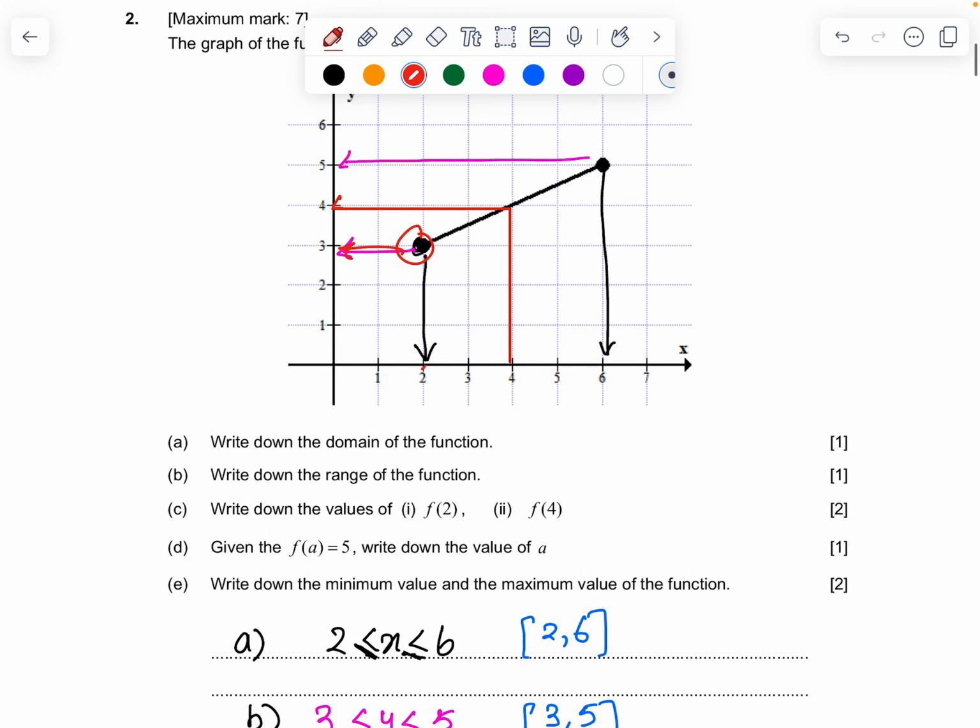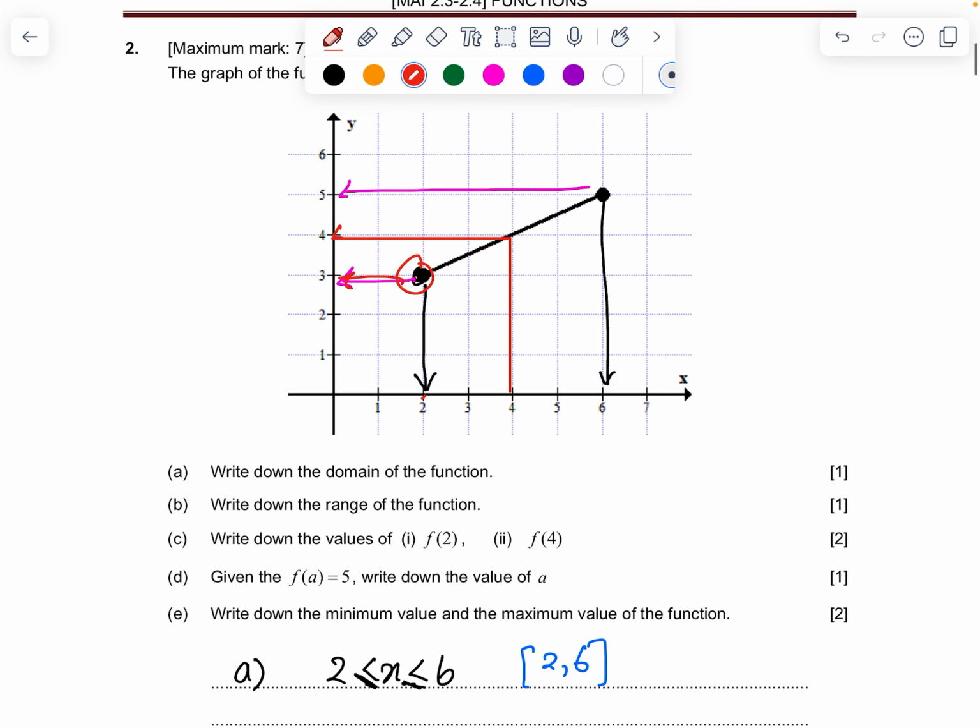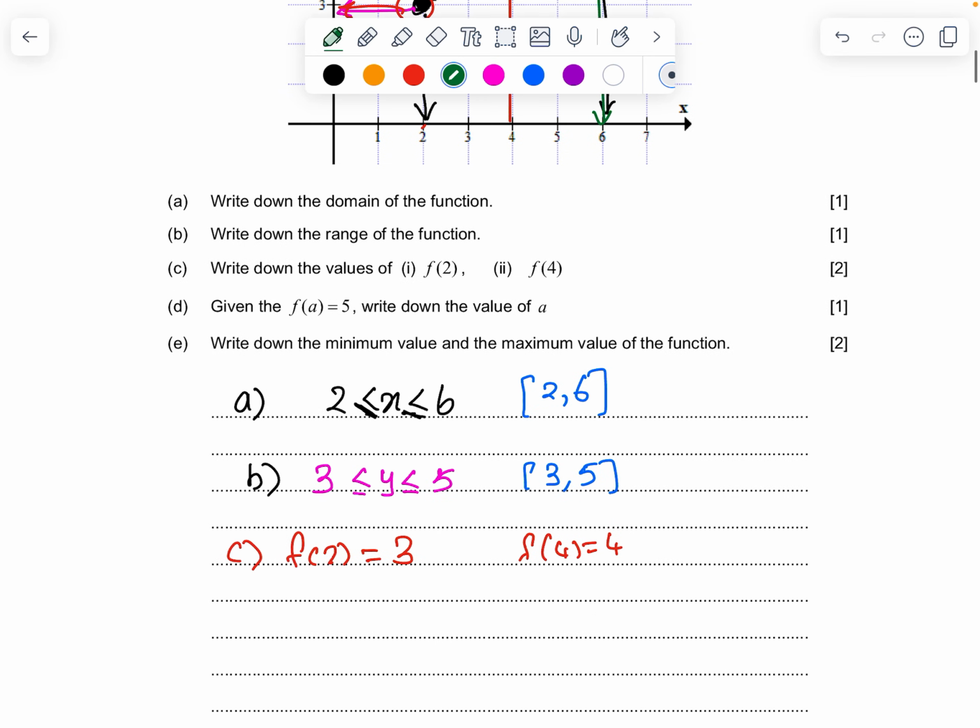F of a equals 5. Write down the value of a. F of a is 5. So what's going to be its answer? The a value is going to be 6.